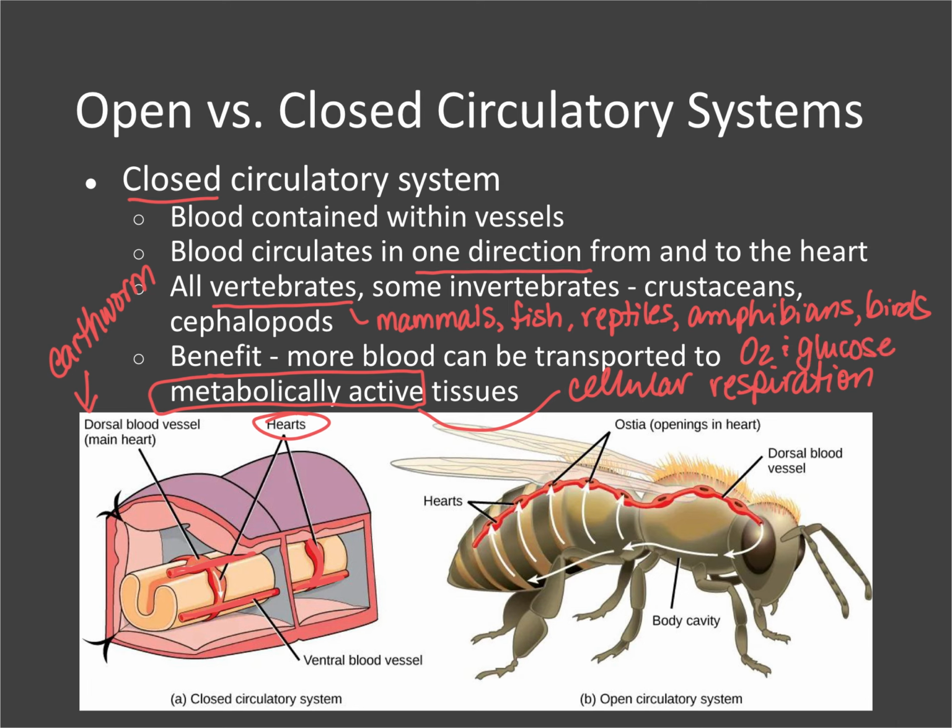So in a closed circulatory system, some of the blood vessels can constrict while others can dilate, and that can help to direct blood to the tissues that need it and away from the tissues that don't need it at that moment.